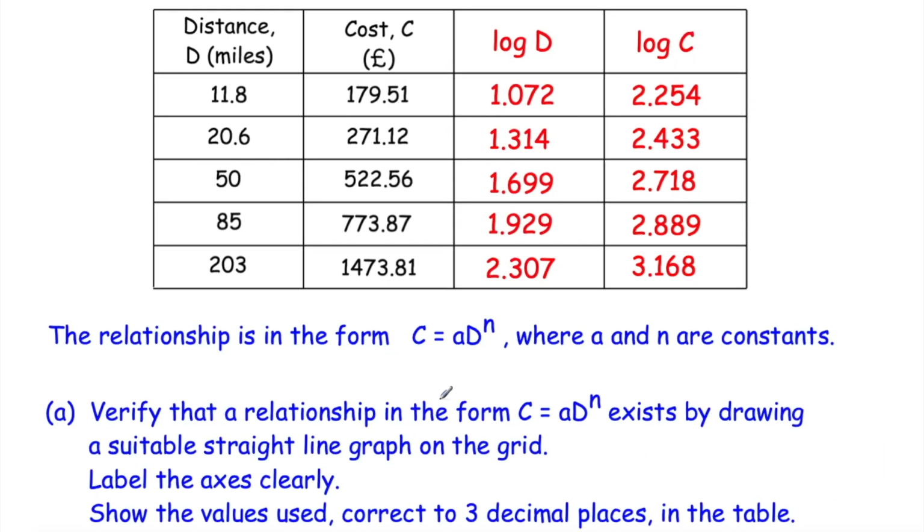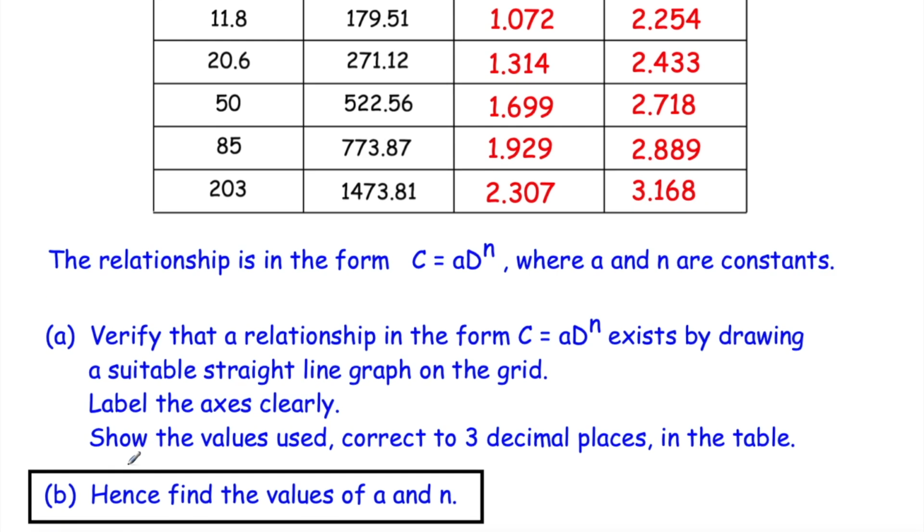Quite often with these log graph questions, part A is quite similar. Whenever we look at these GCSE Further Maths papers, it's quite similar in terms of the question that you're asked. Let's have a look then at part B. Part B says, hence find the values of A and n, the values of those two constants. So in part A, we've shown that this relationship exists. Now we need to find the values of A and n.